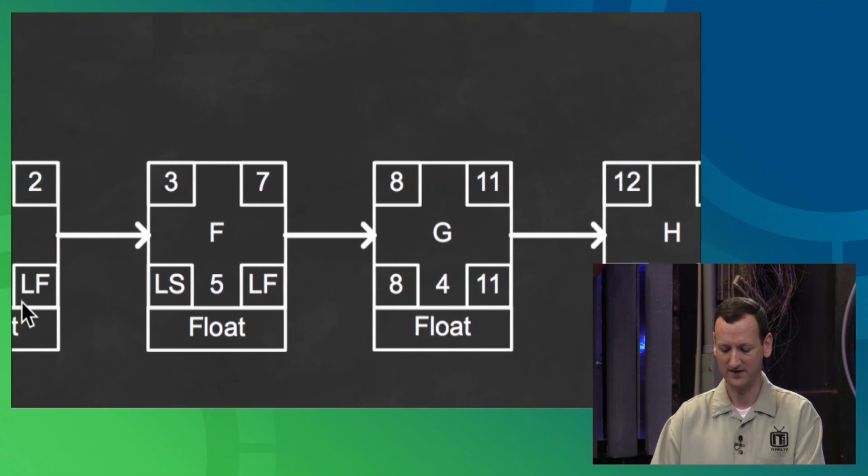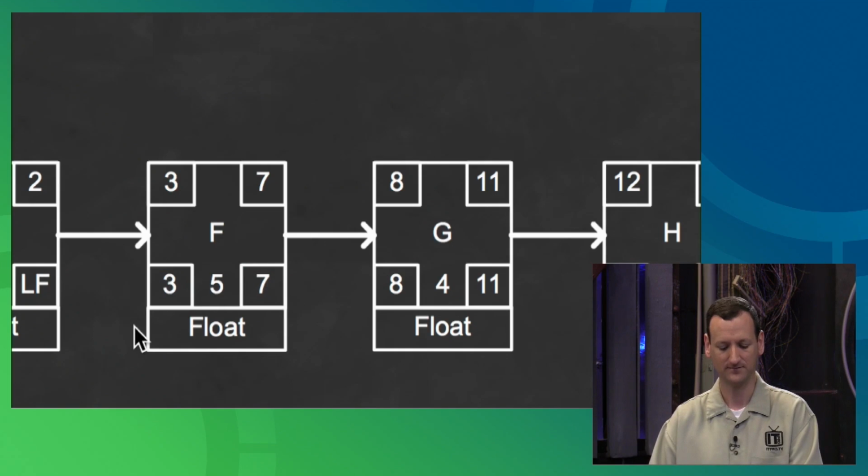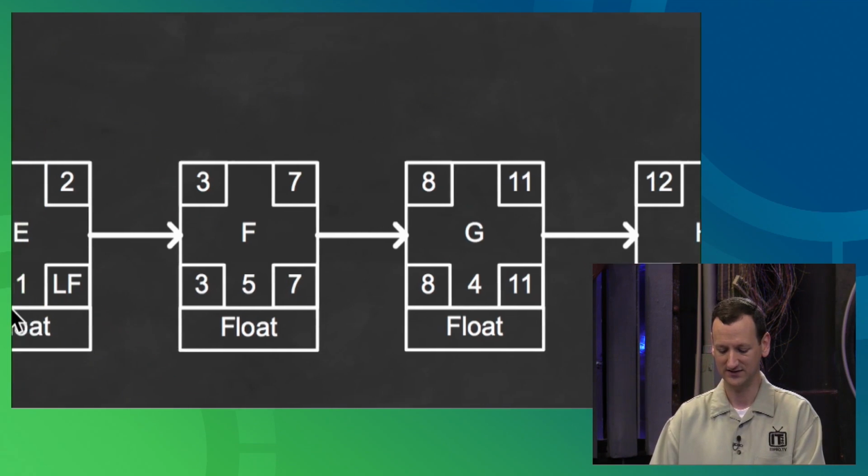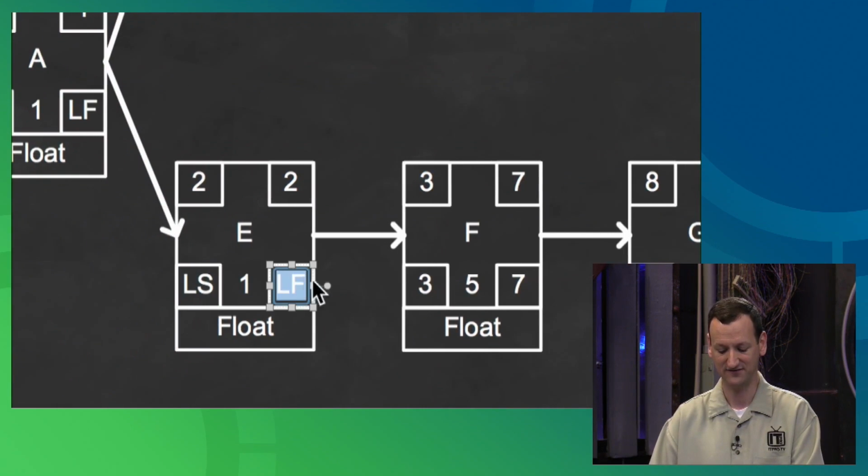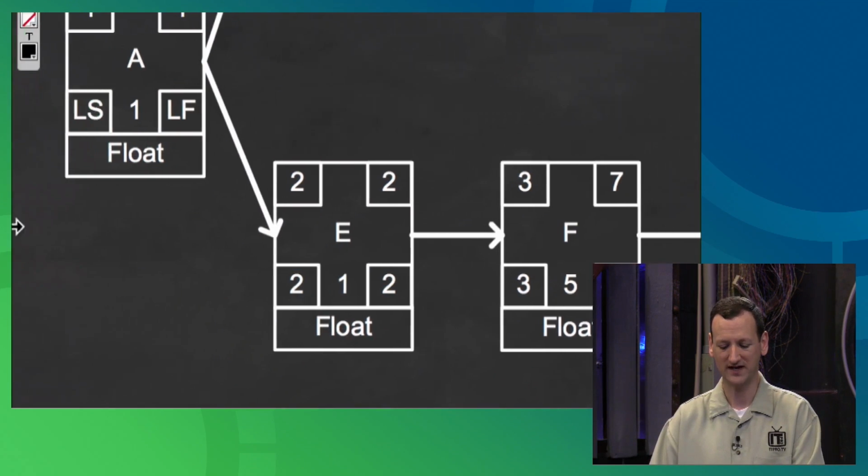And continuing that on, task F, I need it to finish on the 7th so that task G can start on the 8th. And if it's a 5-day duration, I just subtract down 5 days, and I end up on the 3rd. And if I want it to start on the 3rd, I need task E to finish on the 2nd, and it's a 1-day duration, so it'll start on the 2nd. And that brings me all the way back to my original one.